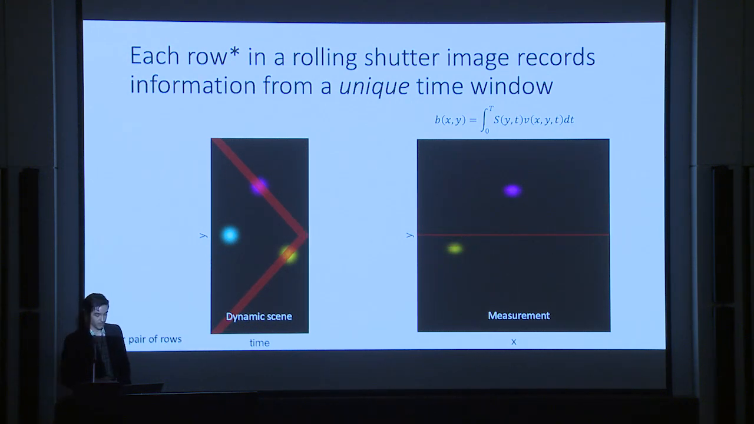And so if we look at the measurement on the right, we can see that 2 of the point sources survive the acquisition process. That is that the shutter function overlapped with the magenta and the yellow, but we've completely missed the cyan. And this is interesting because this tells us that from this measurement, we know a great deal about where and when these 2 point sources happened, right? Because we know where the shutter function was. But we have no idea if any event happened at this point in the 3D space.